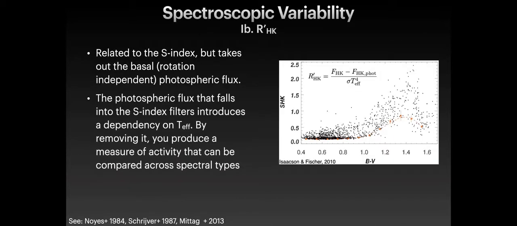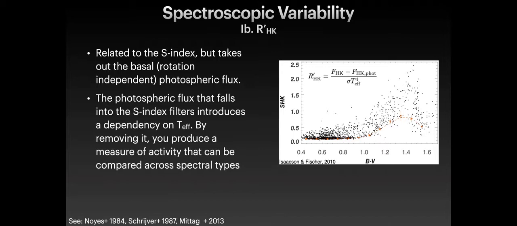Now, related to the S value is the R'(HK) index, and this is based on those same calcium-2 H and K lines. But one of the tricks with the S value, or the S index, is that it has a dependence on the stellar type. So based on the temperature or color of the star, you actually get trends in the S values. And so you can't necessarily compare the base activity level of a star or of different stars across spectral types.